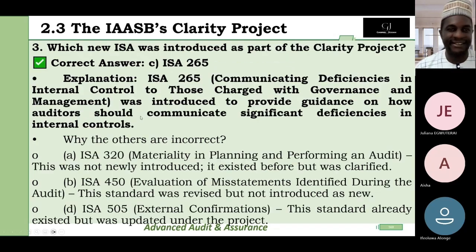All right, nice one. Which new ISA was introduced as part of the Clarity Project? I think I was looking at 265.